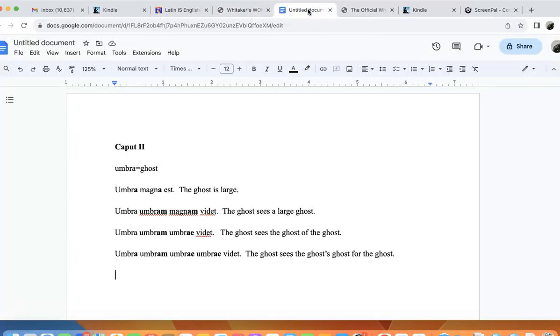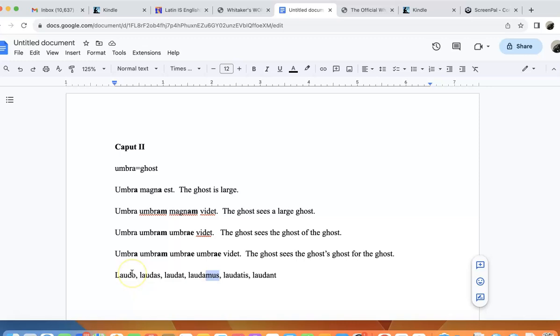So let me just give an example here. Laudo means I praise. Laudas means you praise. Laudat means he or she or it praises. Laudamus means we praise. And then laudatis means you all praise. And laudant means they praise. So there's our o, s, t, mus, tis, nt, which I'll keep referring to in all of these lessons.